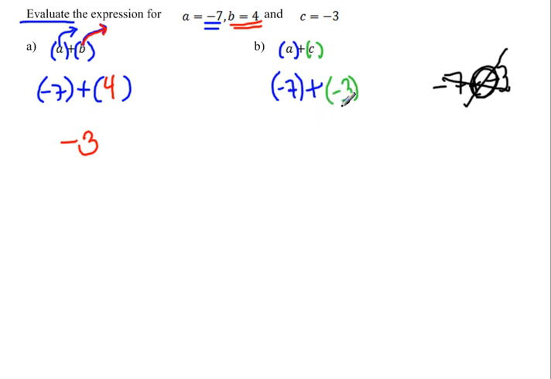Now -7 plus -3, in this case, the signs are the same. So we take the sum of the absolute values. 7 plus 3 is 10. And once we take the sum, we keep the sign. Both of these guys were negative. Their signs were the same. Take the sum, keep the sign. So my final answer will be -10.